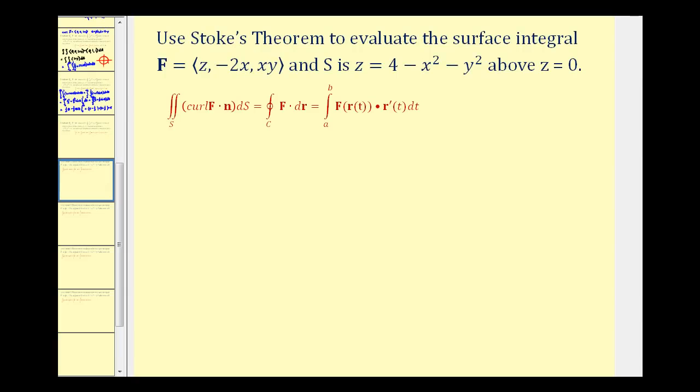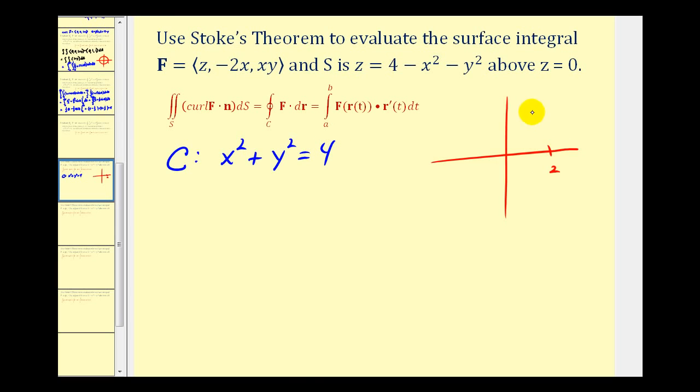Let's go ahead and set this up. So again, now instead of evaluating a surface integral, we're going to evaluate a line integral along the boundary C. So our first step will be to parameterize our curve for the line integral in terms of t. Well, our curve will be the xy trace of our surface. So if we set z equal to 0, we would have x squared plus y squared equals 4. So we have a circle of radius 2.